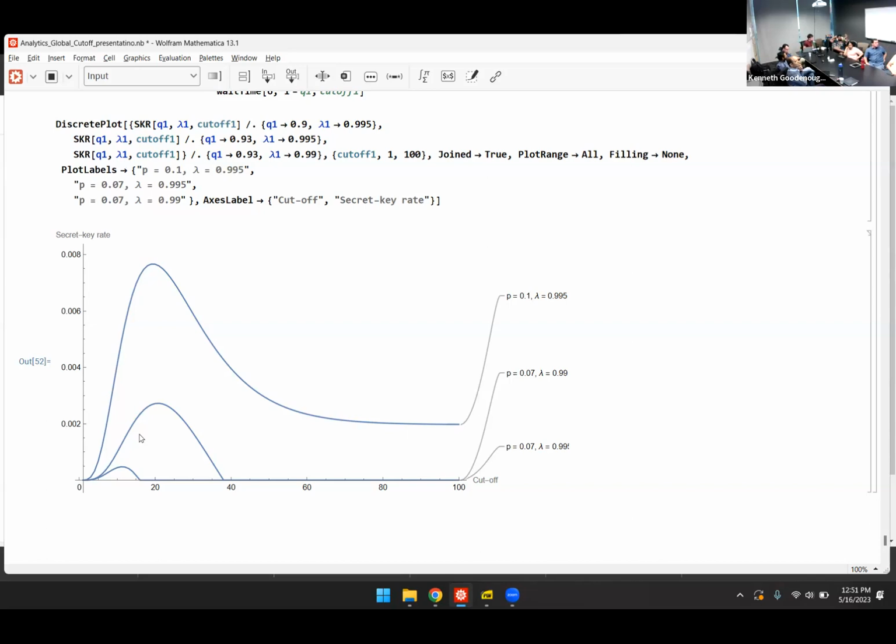Ah, I see. Okay. The top curve has a different P value. I was wondering why that. Right, so the cutoff is different for different P values. And also the steady state behavior, or the no cutoff behavior.